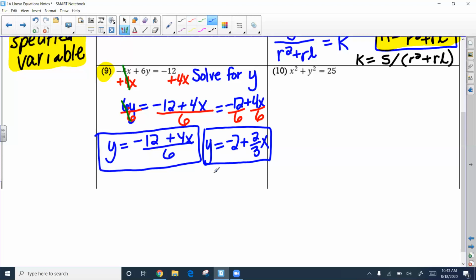Unless you are trying to do more things with this, like graph it or find the slope, which we're not going to, you don't have to write it in this form.